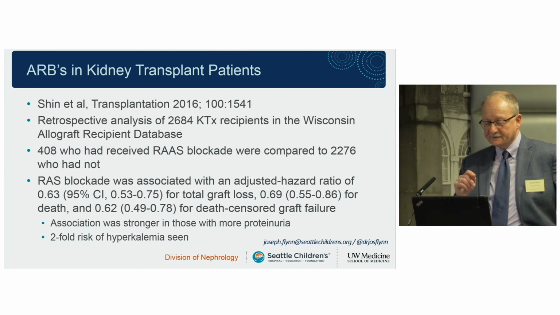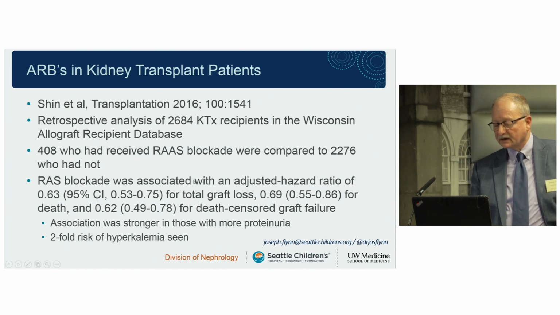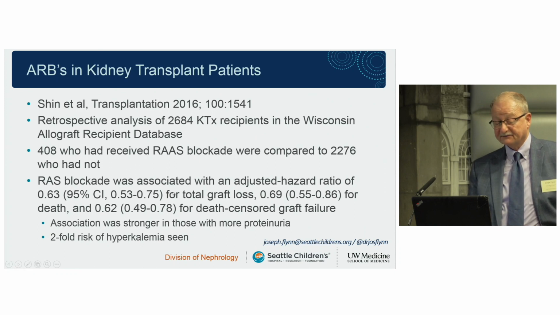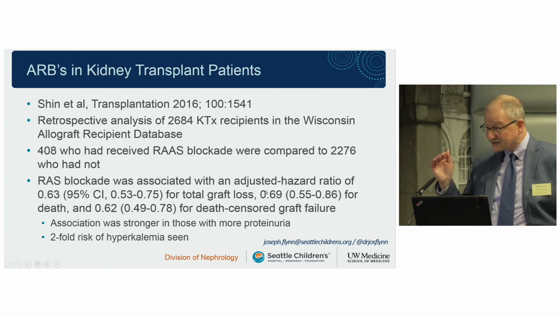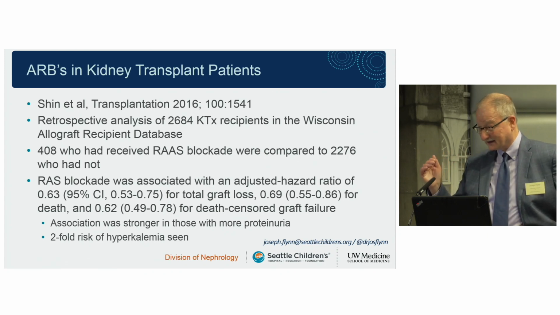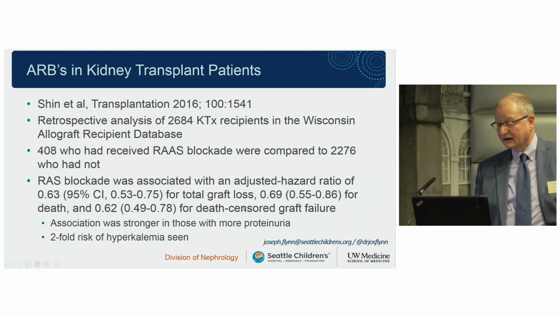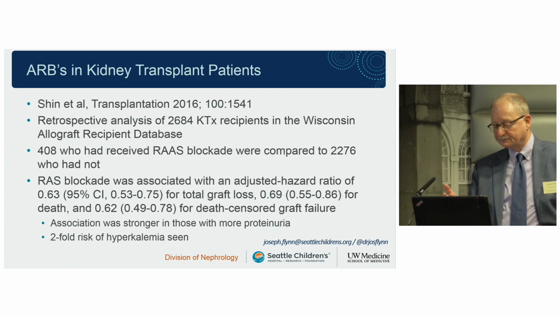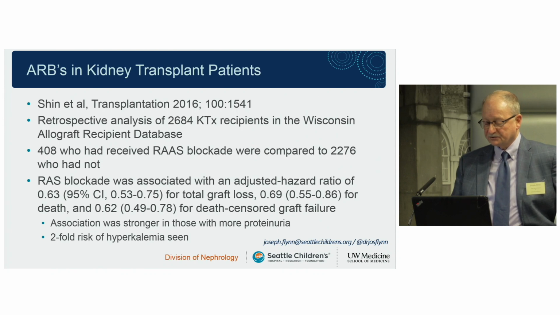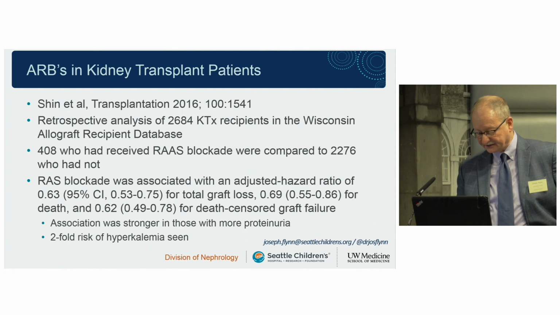And they showed a reduced hazard ratio for graft loss of 0.6, 0.7 for death. For death, okay? Death was less common in patients treated with RAS blockade for both total graft loss and death-censored graft failure. That's huge, right? And of course, it was better in those with proteinuria, more benefit in those with proteinuria. They did see some hyperkalemia.